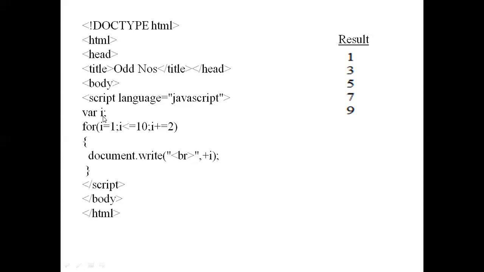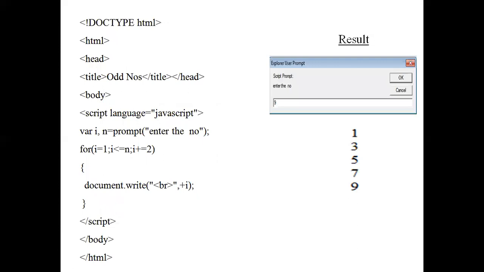Now, as I told you, here I have specified the last number. Next, let's see the same program using the prompt. So the only thing will be these two. Script language is equal to JavaScript. Variable i, one for the initial number and one for the last number. n is equal to the prompt function. Prompt, enter the number. See this? This is called a prompt window. It displays OK and Cancel buttons. So here it will ask you to enter the number. You have to specify the number here. So if 9 is the last number, it will check i is less than or equal to 9.